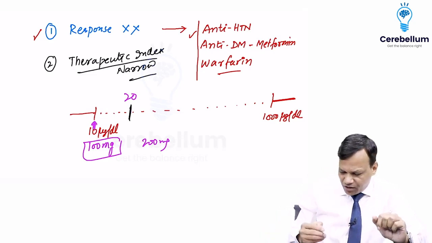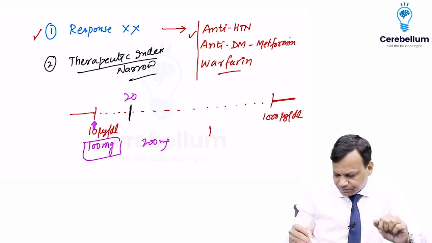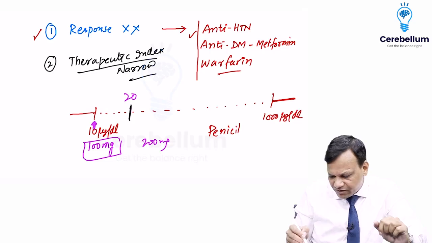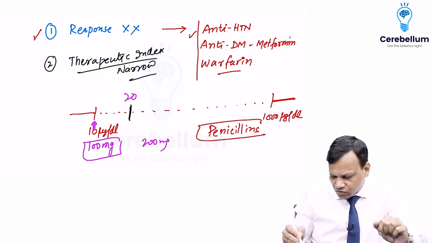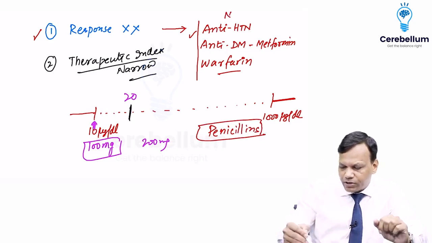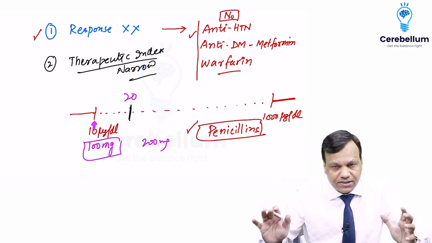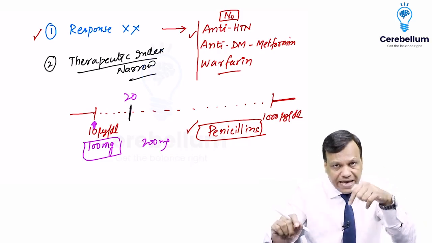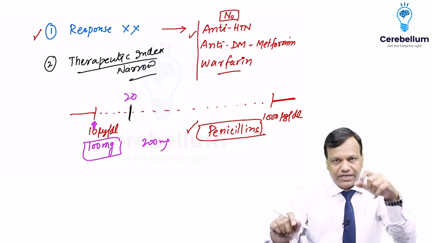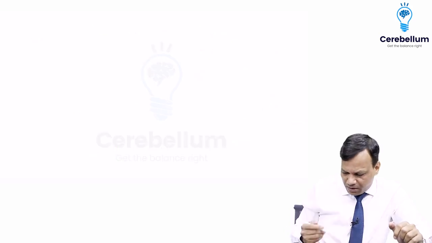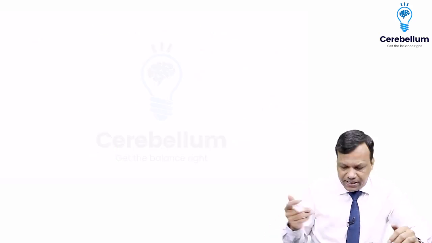Okay, so an example of this type of drug is penicillin. Penicillins have a very wide therapeutic index. So for penicillins, we will never do TDM. No TDM for penicillins because they have a very wide therapeutic index. But on the other hand, for drugs with a narrow therapeutic index, we have to do TDM. Okay? So you can remember some of the drugs which have a narrow therapeutic index.